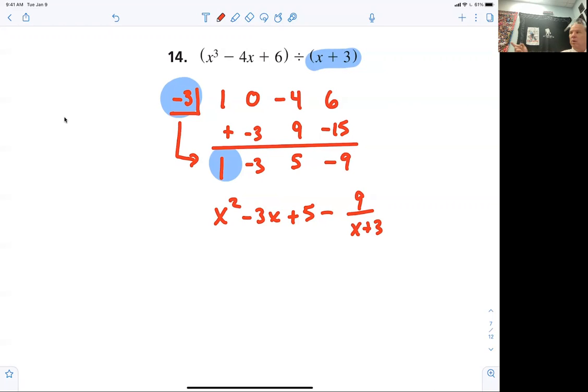So what if you had x squared minus 9 for the second part? Would that work out? No, x squared isn't linear. Right. This only works with linear. You have to be dividing by a line, not a parabola.